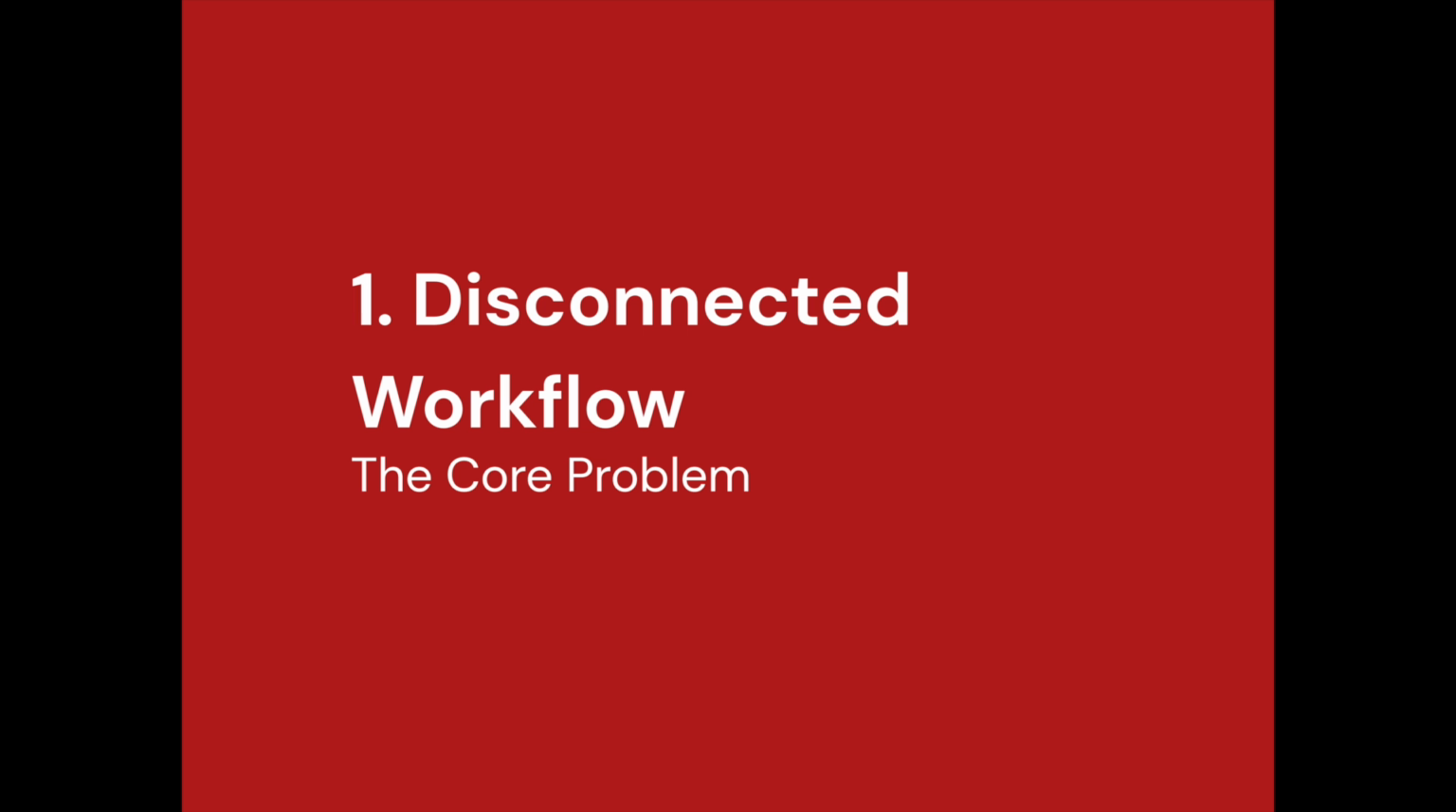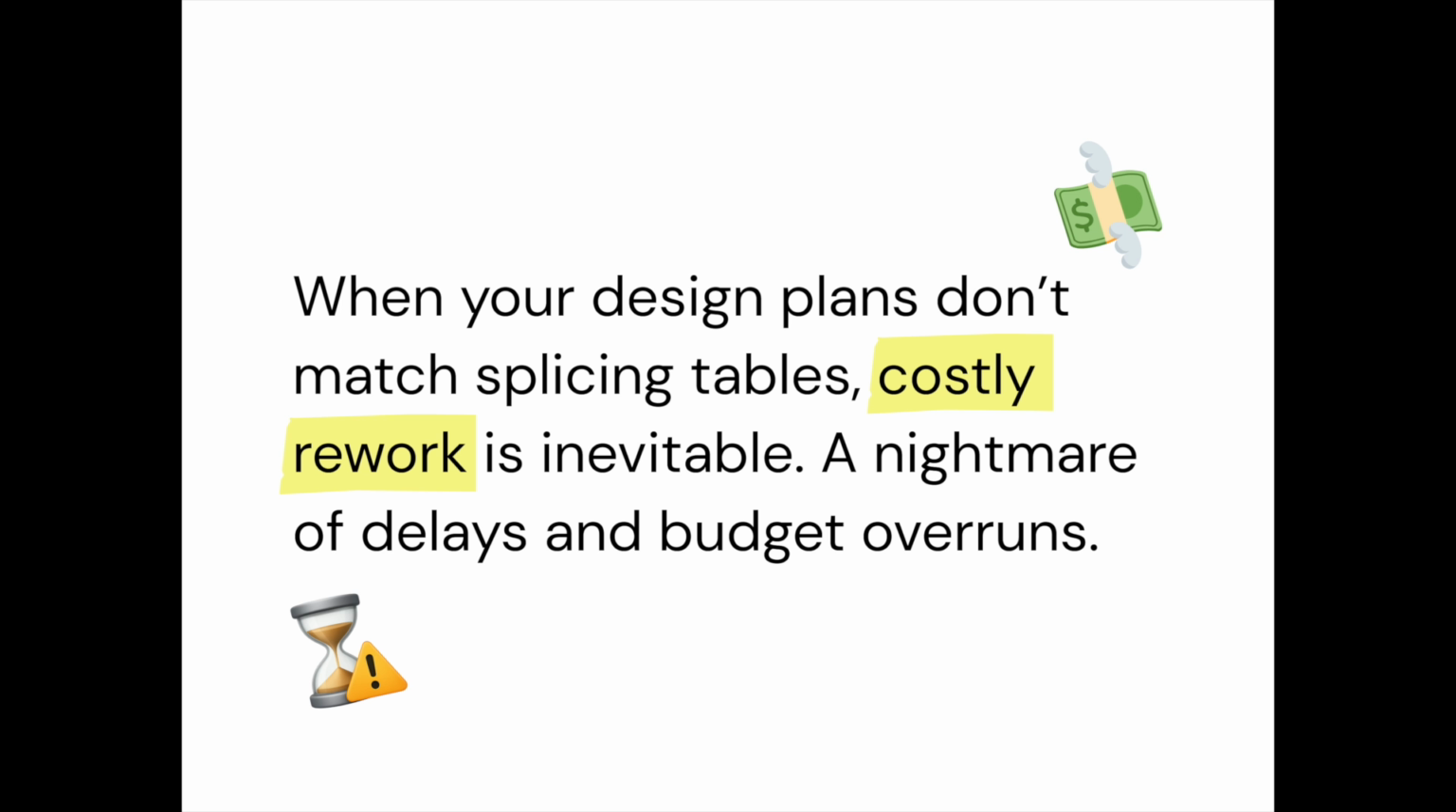And that brings us right to the main problem Zonedge is built to solve. We're talking about the disconnected workflow that, let's be honest, has been the standard for engineering projects for decades. You see, when all your critical data lives in different places, it's really not a question of if things are going to go wrong. It's a question of when. Just imagine you get to the final stretch of a huge project, and then you discover the fiber counts in your design files don't line up with the splicing tables. It's an absolute nightmare of delays and really expensive rework.